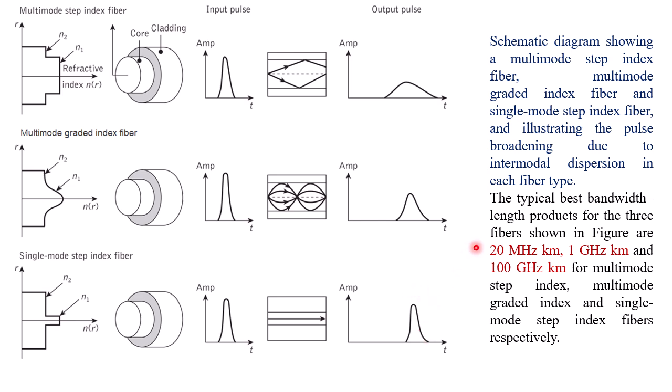So actually you can see that for these three types of fibers, we have 20 megahertz kilometer, 1 gigahertz kilometer, and 100 gigahertz kilometer bandwidth for multimode step index fiber, multimode graded index fiber, and single mode step index fiber. So as you can see, since there is no intermodal dispersion, the bandwidth becomes highest for single mode step index fiber.